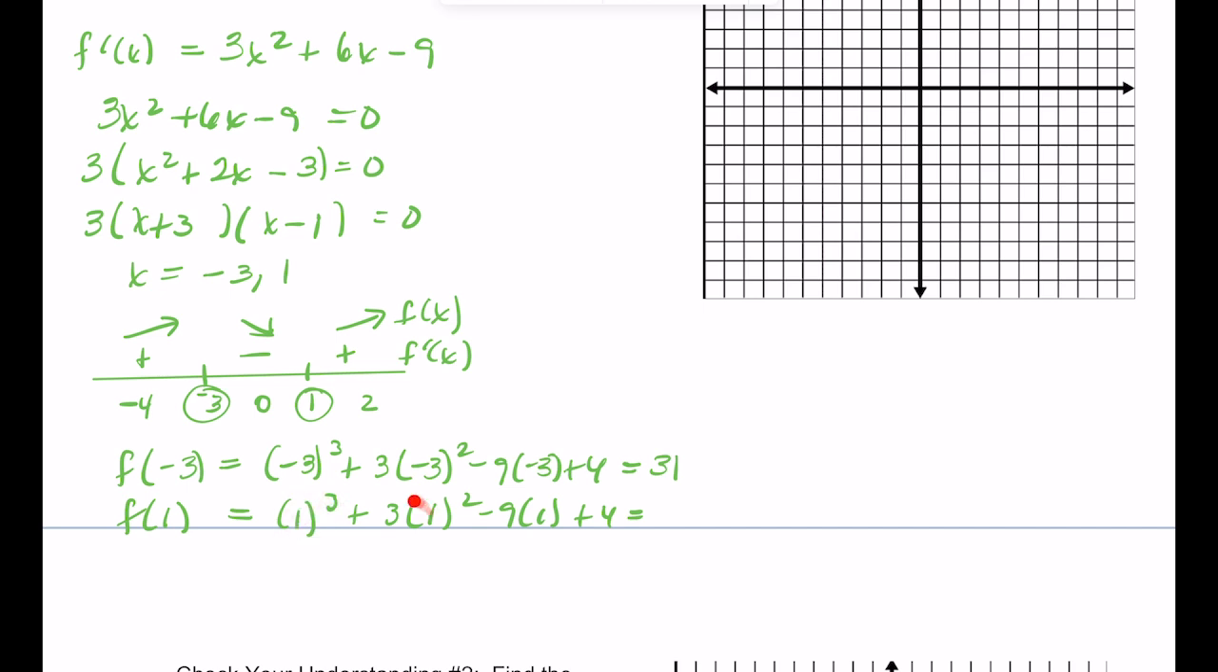And that would give me 1 plus 3, which is 4, minus 9 is -5, plus 4 is -1. And then I'm also going to plug in -4, 0, and 2. So that's why it would be helpful to have this on your calculator. But when you plug -4 into this expression, you're going to get 24. And when I plug in 0, I get 4. And when I plug in 2, I get 6.